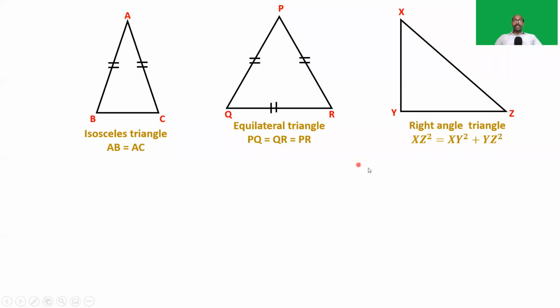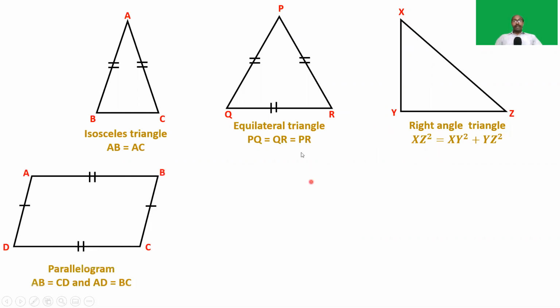Here XYZ is a right angle triangle. So if XYZ is a right angle triangle with angle Y equal to 90 degrees, then the square of the hypotenuse, that is XZ square, is equal to XY square plus YZ square, which is the Pythagoras theorem. And if ABCD is a parallelogram, we know that opposite sides are equal. That is AB is equal to CD and AD is equal to BC.